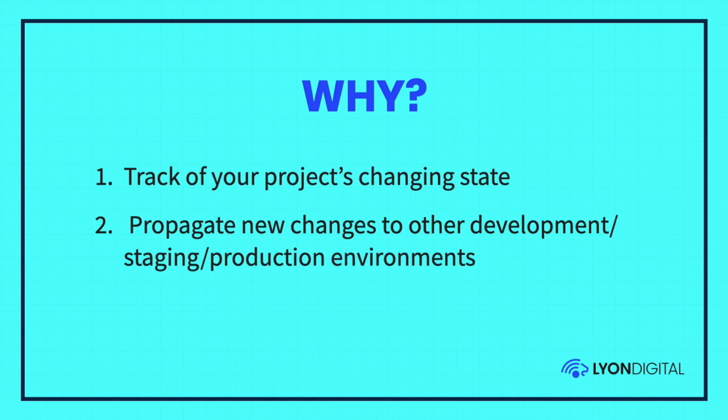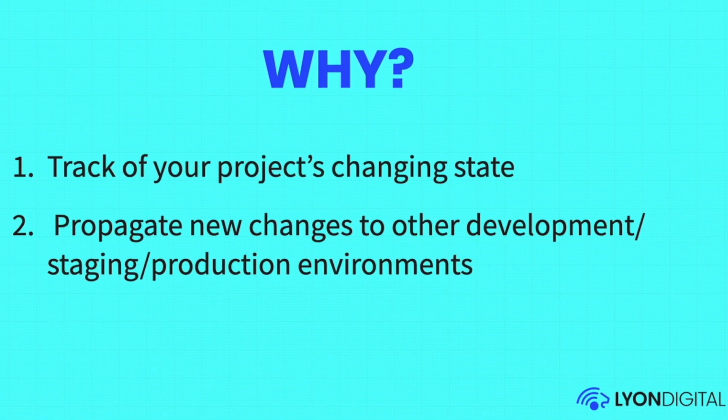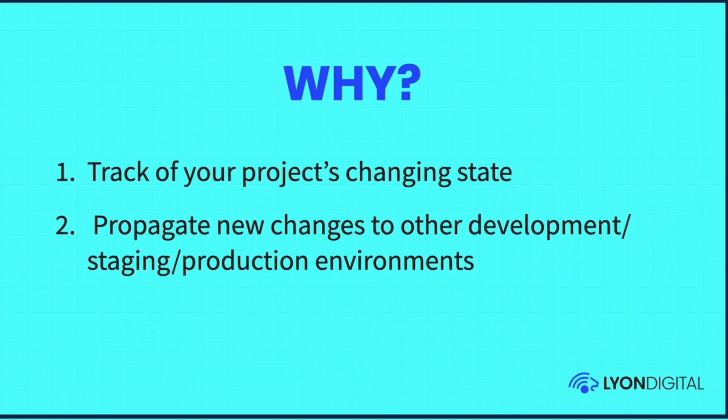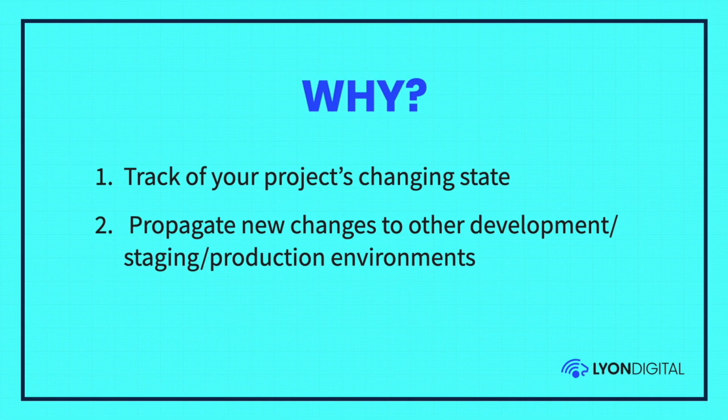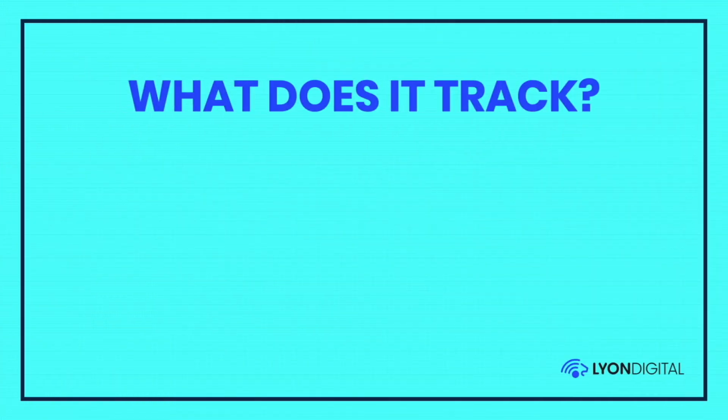They list two reasons. You want to keep track of your project's changing state, and the way you're going to do that is as you're making Git commits, it's tracking those changes. And then the most important thing, the whole purpose of all of this really, is to propagate new changes to other development, staging, production environments. So as things change in your development environment, you want to push those changes into staging. And if they're in the database, that can be tricky. So what this does is you're tracking it as files, and then Craft is smart and figures out what's going on and will apply those changes to the database.